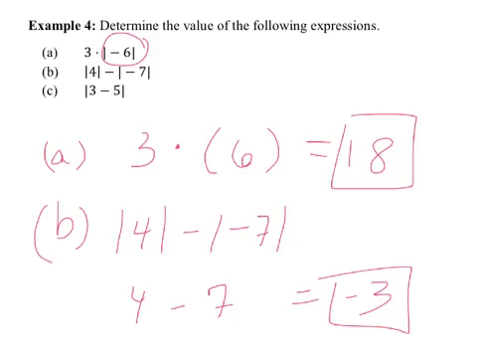So again, it is very important that we take a look at this and we do the absolute value first, because had you not, and had you done 4 minus negative 7, that turns out to be 11. So the order of operations is extremely important here.